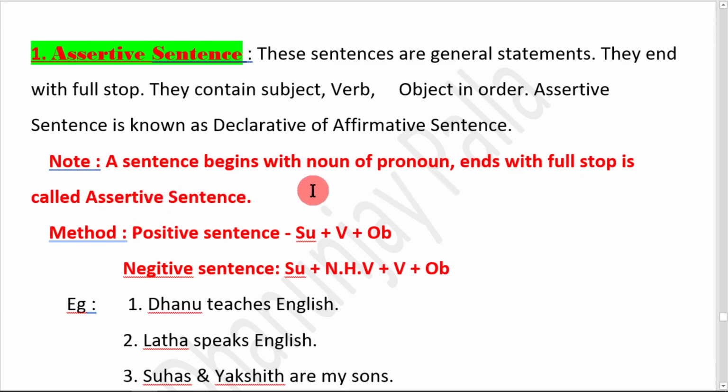ఏదైనా ఒక సెంటెన్స్ సబ్జెక్ట్ తో బిగిన్ అయ్యి ఫుల్ స్టాప్ తో ఎండ్ అయినట్లయితే ఆ సెంటెన్స్ మనం అసెర్టివ్ సెంటెన్స్ గా గుర్తించడం జరుగుతుంది ఫ్రెండ్స్. Friends, ఇక్కడ చూడండి. Positive sentence, it is a method of the assertive sentence. Okay, if you want to form the positive assertive sentence, we have to use this formula. Subject, afterwards we use the verb, afterwards we have to use the object.